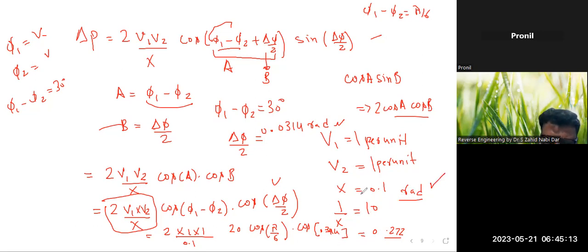Then you do 20 into cos pi by 6 into cos of 0.0314 divided by 2 also. You forgot here. You have directly put 0.0314. It is 0.0314 divided by 2 here. Don't do it in a hurry. Cos of 0.0314 divided by 2. This you do, here divide by 2. Then you do it.